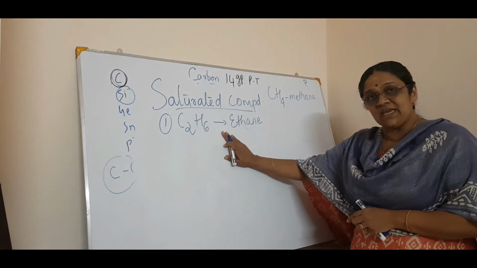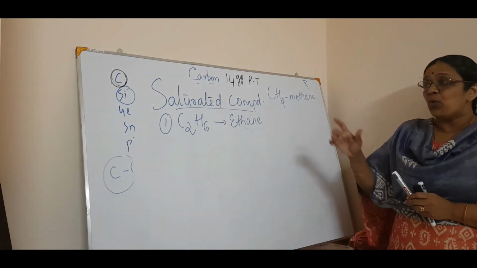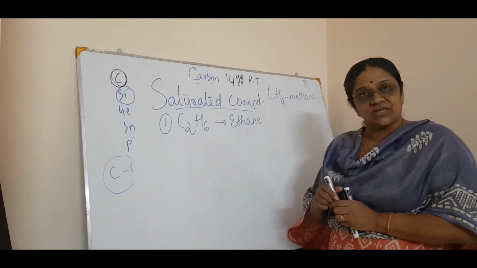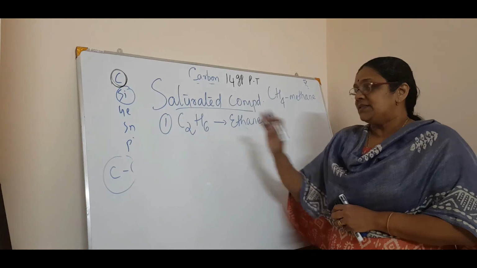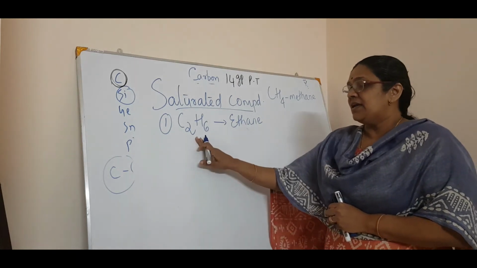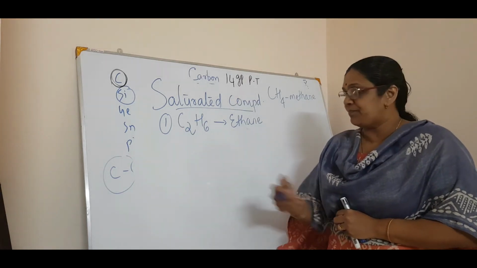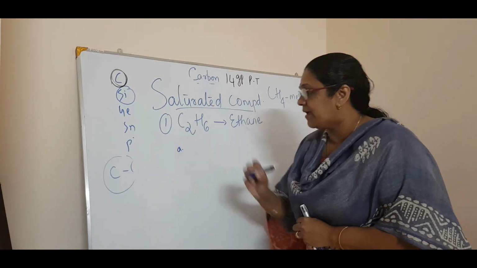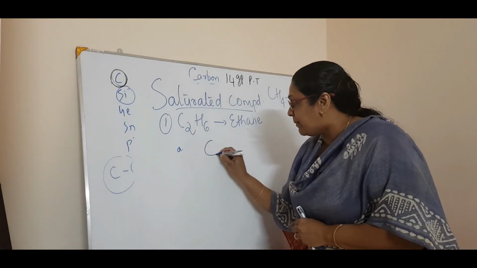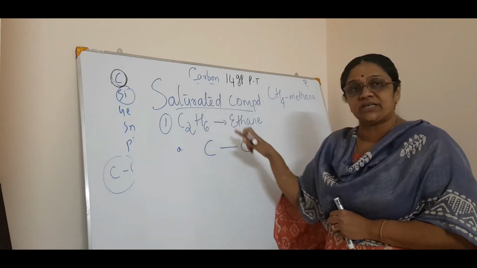Now today we will see how you will come across the structure of this compound. How you will make the structure of this compound. See, the first step is, 2 carbon atoms are there. So the first step is, since there are 2 carbon atoms, the 2 carbon atoms are joined by a single bond because it is a saturated compound.